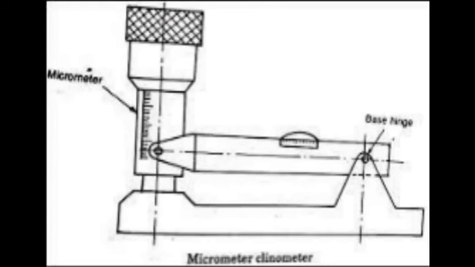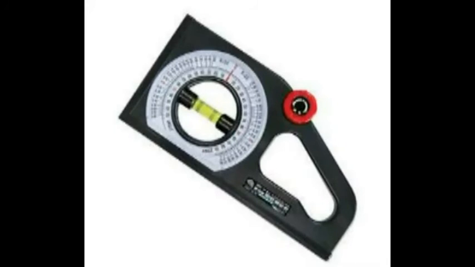And the next clinometer is the dial clinometer. The dial clinometer is similar in principle to the bevel protractor. The spirit level is attached to a gear and a dial gauge. The whole angle can be observed through an opening in the dial on the circular scale on the gear, and the fraction of the angle can be read on the dial gauge.